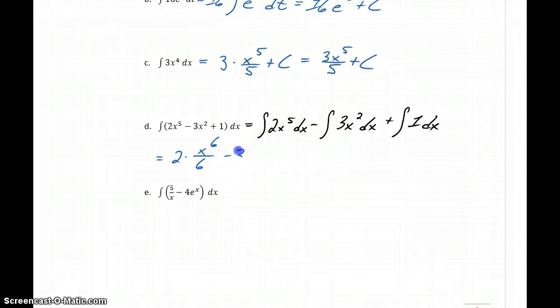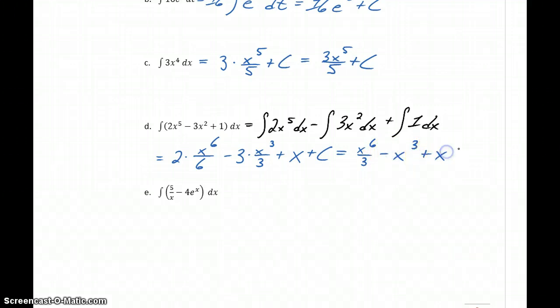This will become minus 3x cubed over 3. And we have the integral of a constant. So that integral is just going to be that constant times x, so the integral of 1 is just x, and then plus that constant c. So simplifying, we'll get x cubed over 3 minus x cubed plus x plus some constant c.